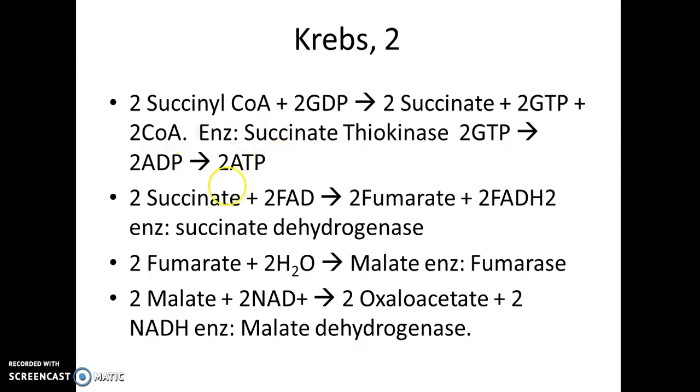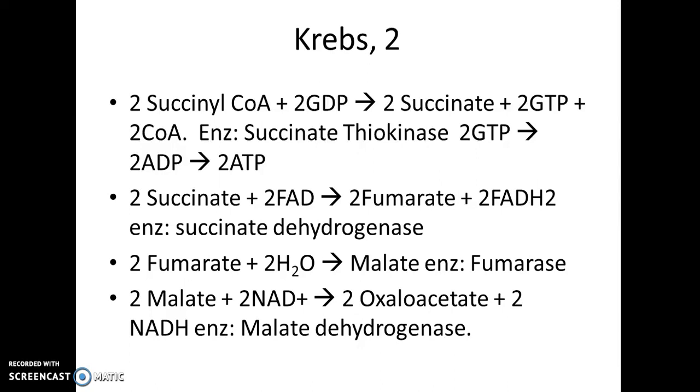So 2 succinates, we're going to take 2 electrons and 2 hydrogen ions. This is a different electron carrier, FAD, flavin adenine dinucleotide. Flavin adenine dinucleotide. We're going to take 2 electrons and 2 hydrogen ions from succinate. We're going to add it to FAD, and we're going to get 2 molecules of fumarate and 2 FADH2s. They pretty much behave the same as NADHs. That's the way it happens. We're removing electrons and hydrogen ions from succinate, so the enzyme must be, wait for it, succinate dehydrogenase. I know, I was so excited.